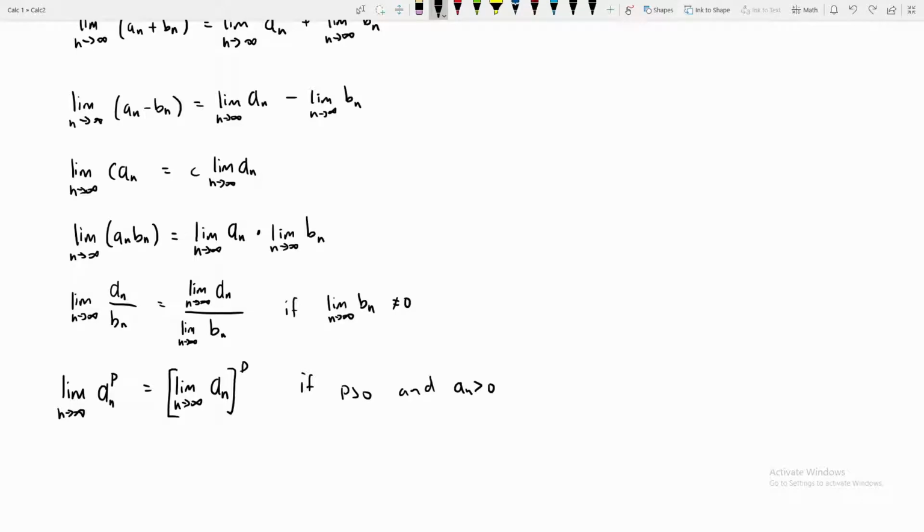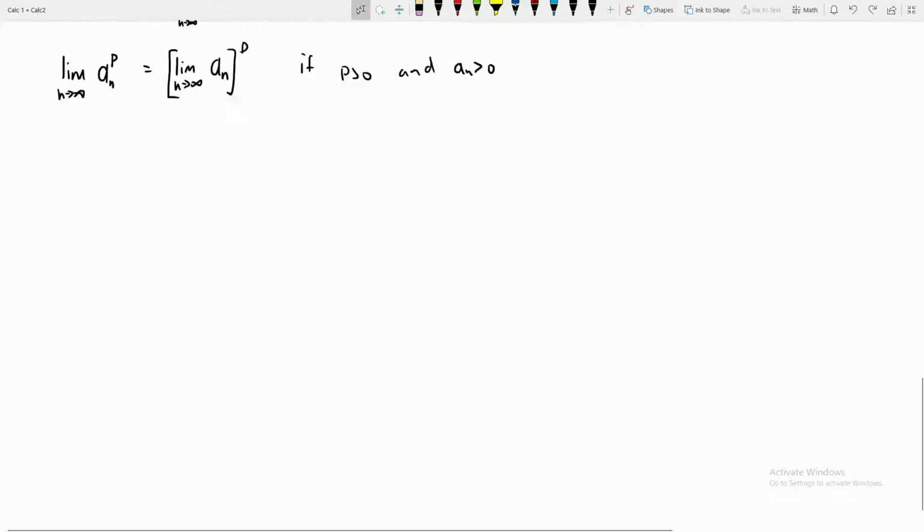We don't want that division by 0 error. And then also, if we have a sequence to the power of something, in this case p, it's going to be equivalent to this, and it's also going to be convergent. We just have the constraints that b is greater than 0 and a of n is also greater than 0. Naturally, you might ask, how do we add two sequences, or how do we subtract two sequences?